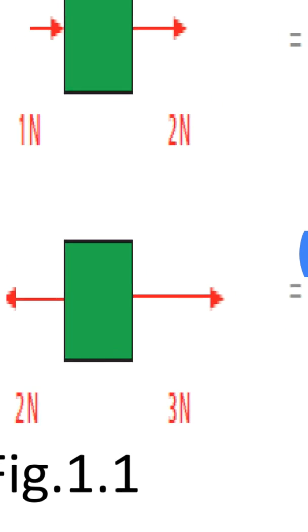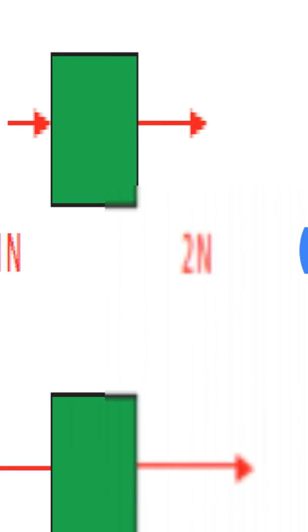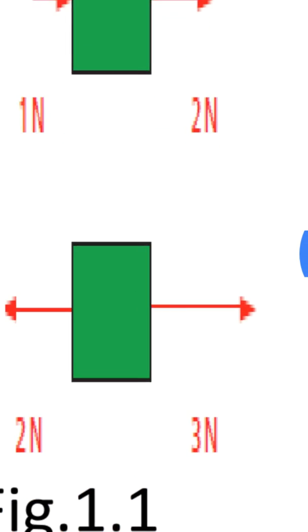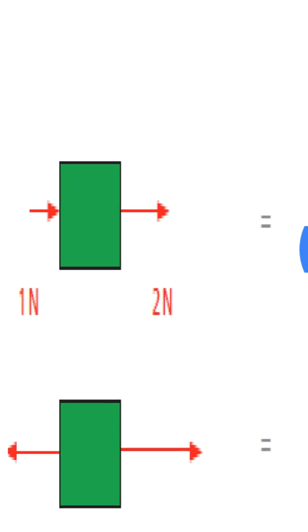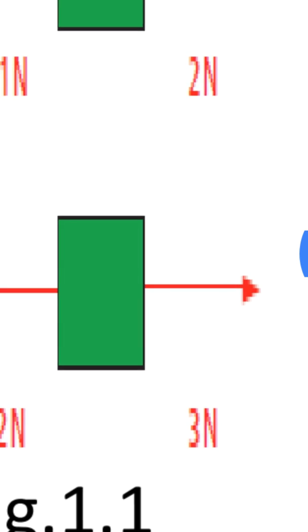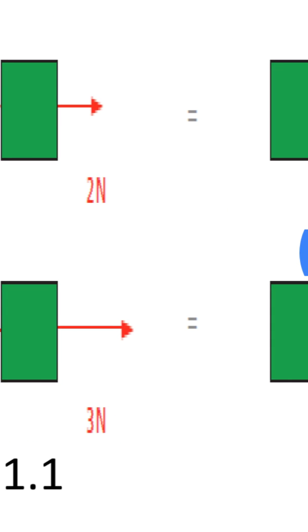So this was the case when the forces are parallel to each other. How to add them? In the first situation they are parallel, they are acting in the same direction. In the second situation they are parallel but they are acting in opposite direction. So the first case we have to add, the second we have to subtract, and direction of the resultant force should be in the direction of the greater force.